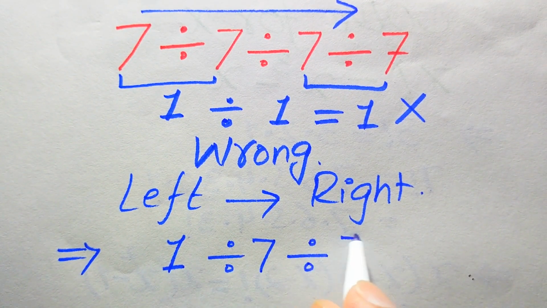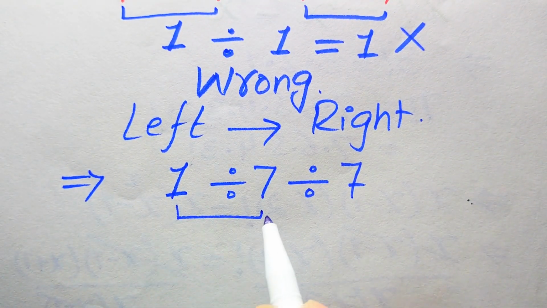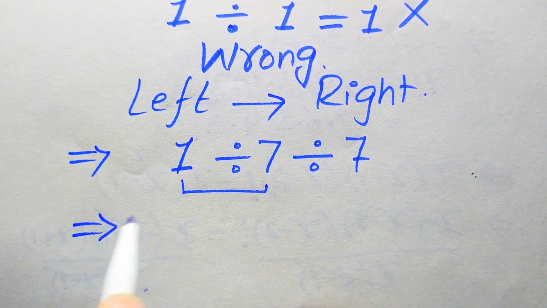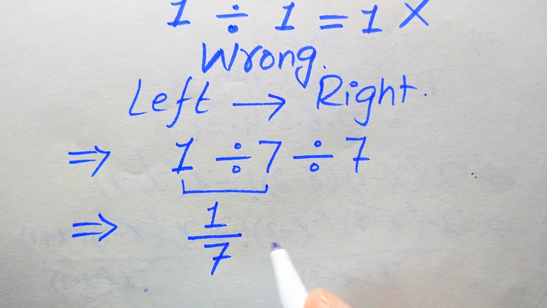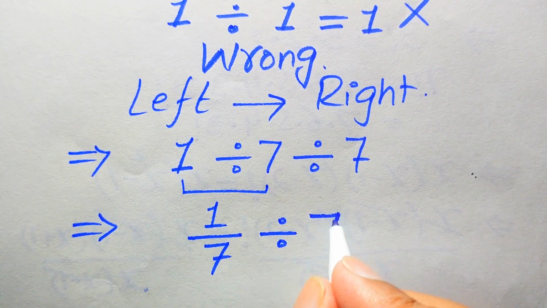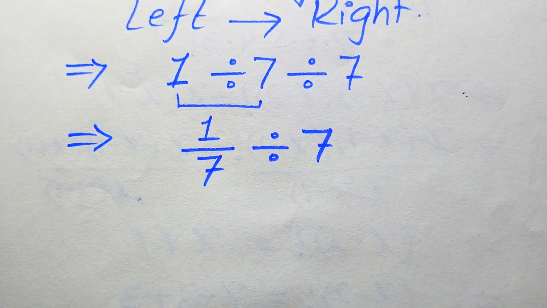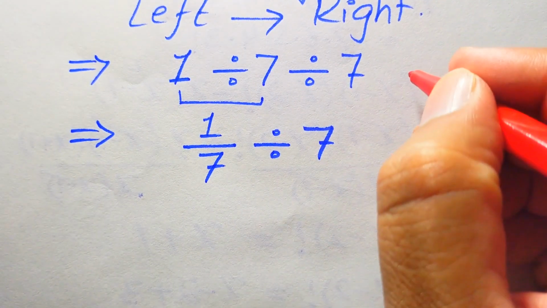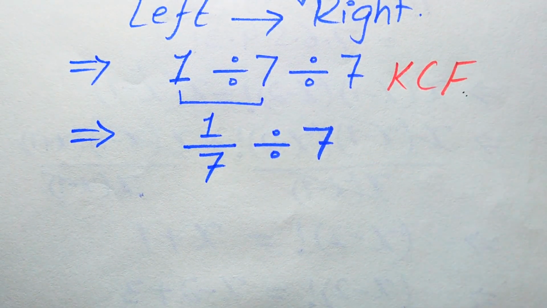This is 7 divided by 7, and now here we solve these two terms, and here 1 divided by 7, we write it here in fraction form. 1 divided by 7, and this is divided by 7. So here we use another nice rule, which we know as the KCF rule.